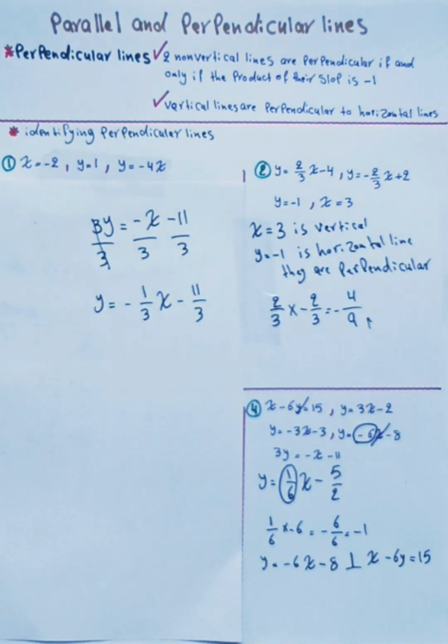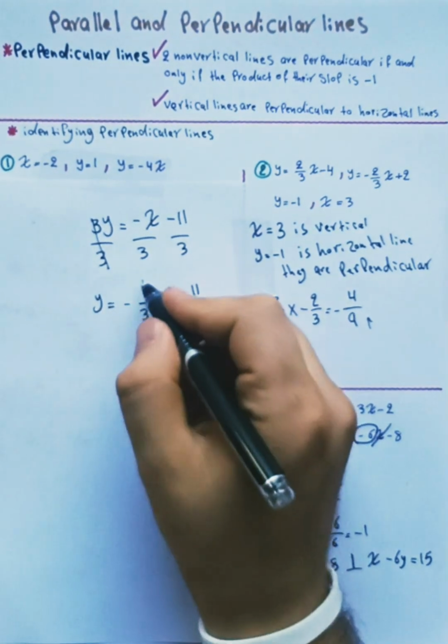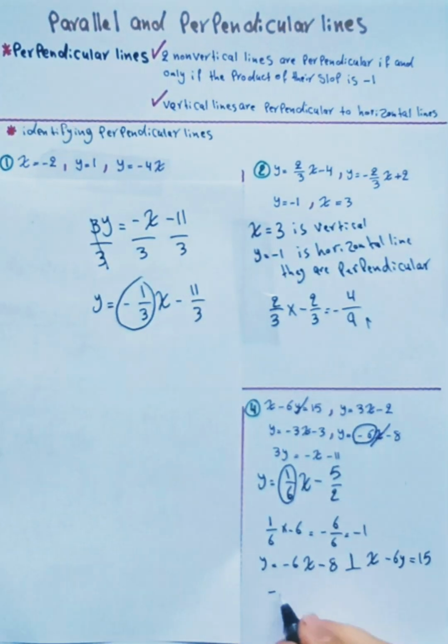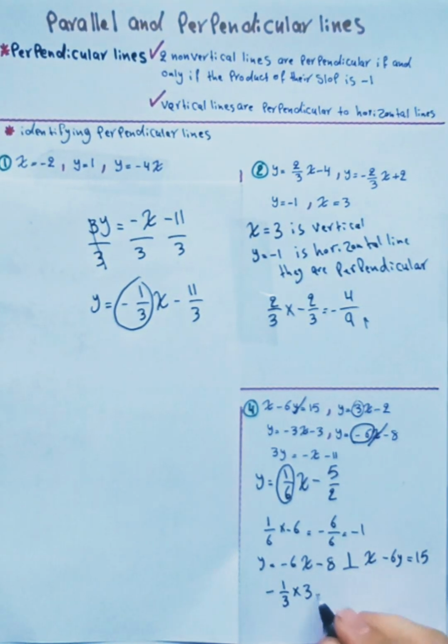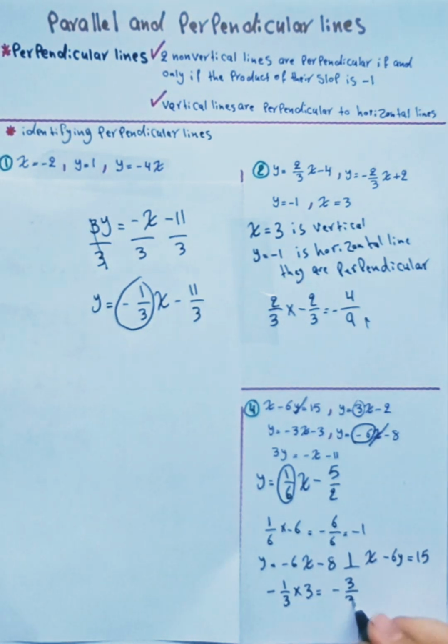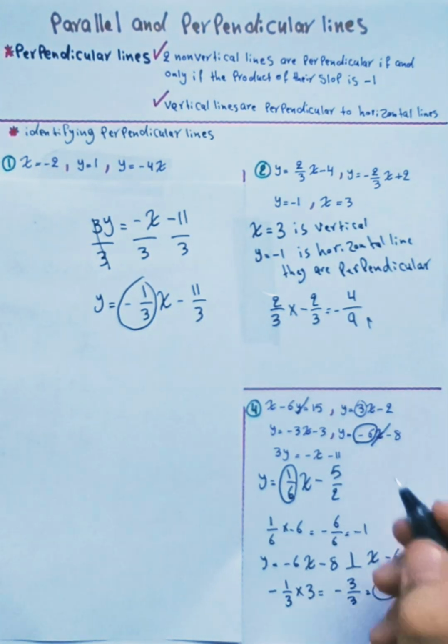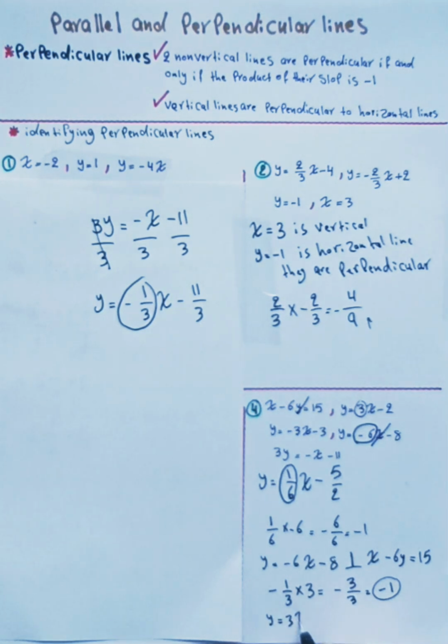After that, the slope for this line is negative 1 out of 3, multiplied by the slope for this line, which is 3. When we multiply, we'll get negative 3 out of 3 and we will get negative 1. So we can say y equal to 3x minus 2 is perpendicular to this line 3y equal to negative x minus 11.